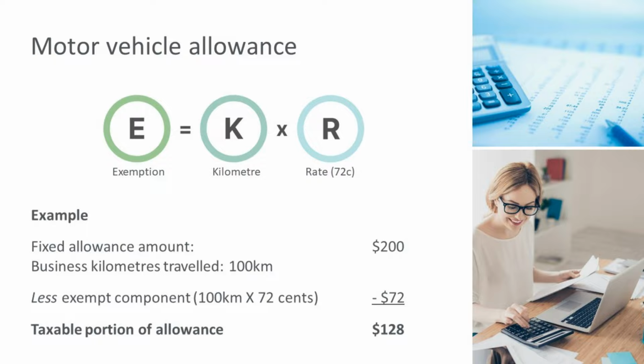Let's look at an example. In this scenario, the employee is paid a fixed allowance of $200 and travels 100 kilometres. The exempt component is calculated by multiplying the kilometres by the exempt rate per kilometre. The allowance paid in addition to this amount is taxable.